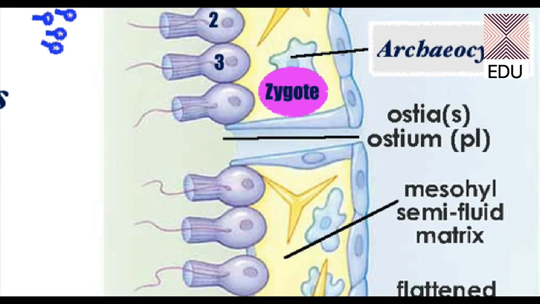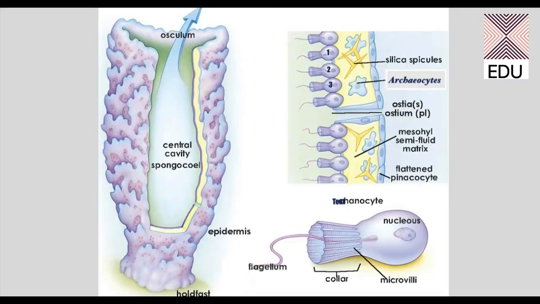So that was the function of the choanocyte. So students, that was all about the body wall and choanocytes.